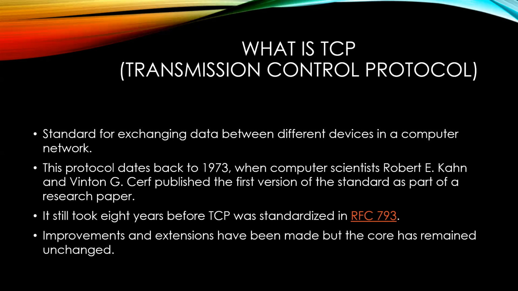This protocol dates all the way back to 1973, when computer scientists Robert E. Kahn and Vinton G. Cerf published the first version of the standard as part of a research paper. It took another 8 years before TCP was standardized in RFC 793, though. Since then, there have been a number of improvements and extensions, although the core of the protocol has remained unchanged. The current version, which is defined in RFC 7323, is from 2014.